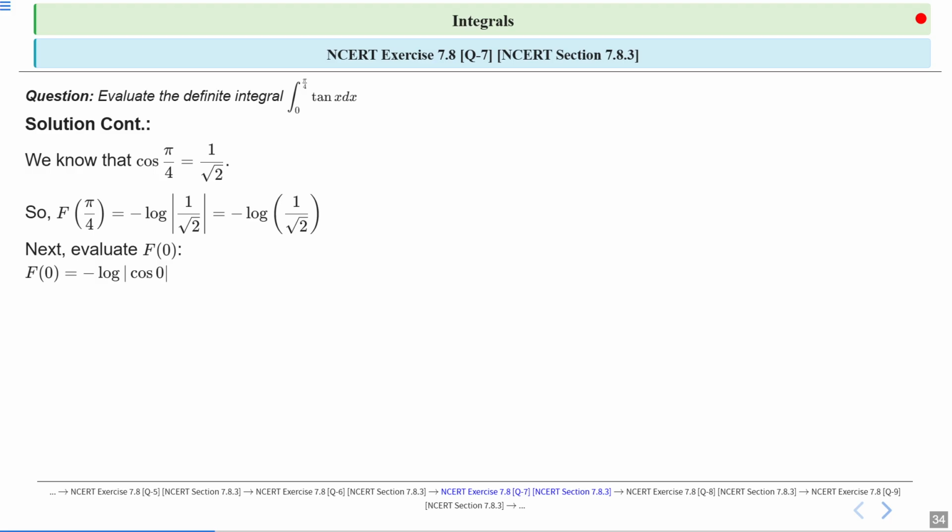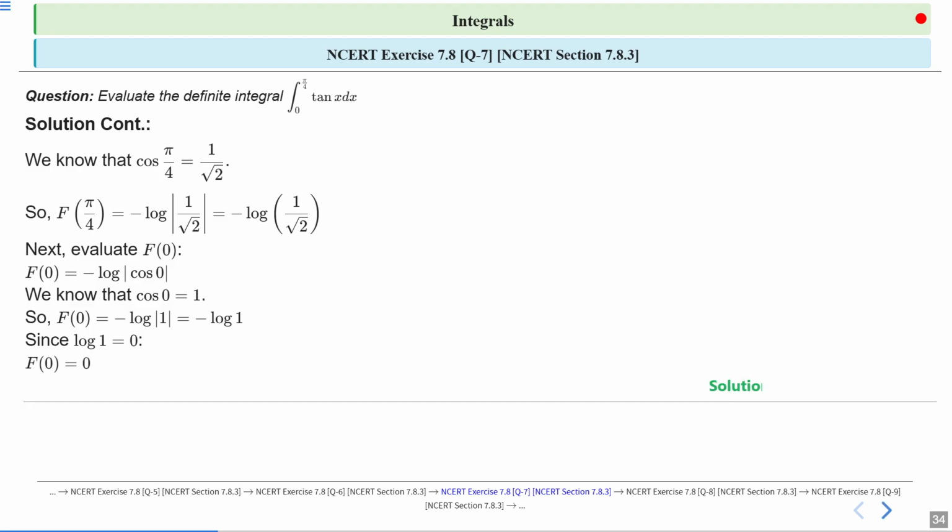Next, evaluate F at 0. So it is minus log cos 0. Cos 0 is equal to 1. So F(0) is minus log 1, and the value of log 1 is 0. So F(0) is 0. Now we have the values of F(pi by 4) and F(0).